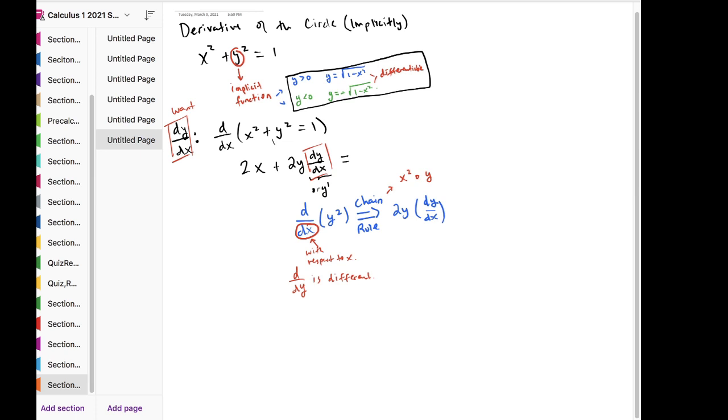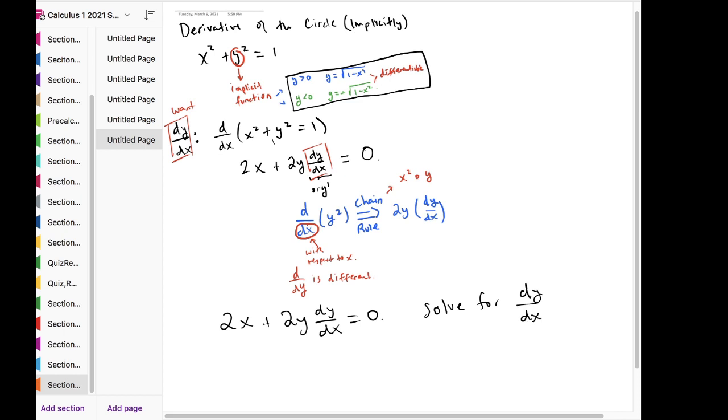Zero. Okay, so now we have that 2x plus 2y dy dx is equal to 0. And what we want to find is to solve for dy dx. That's what I want to find.